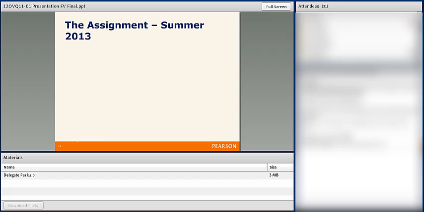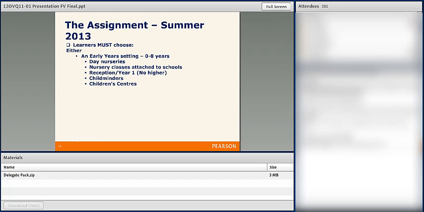So if we have a quick look at the assignment for this summer then, for summer 2013, the learners must choose, as I've mentioned already, an early years setting, and there's some examples there for you, or a residential care setting, and again I've given a couple of examples there for you.